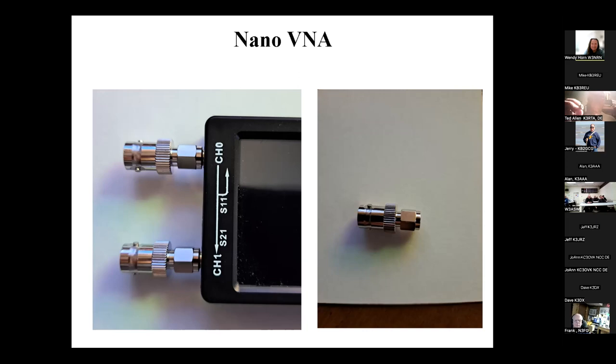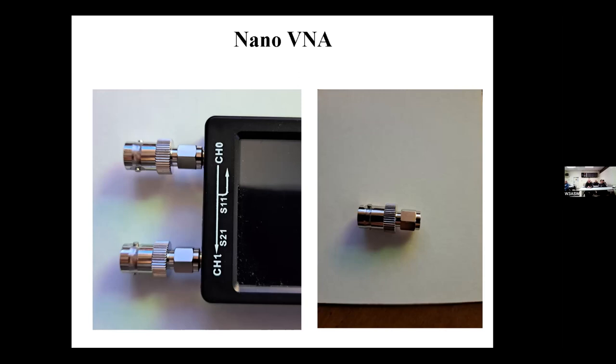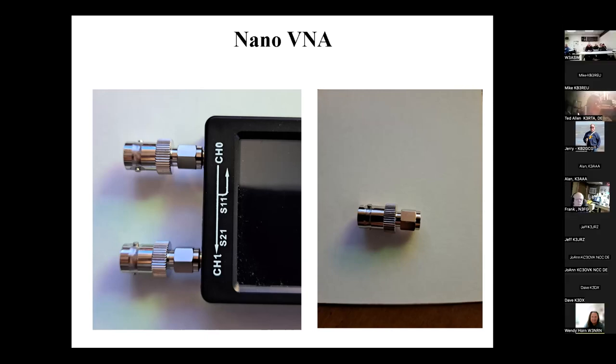You can also get an SMA to coax connector, which looks like this little guy. It's an SMA to SO-239. So you can do it that way too. I do it with the BNC because it's a lot easier to turn off and on. I would recommend doing that if you get one of these because you can flip it on and off a lot quicker than unscrewing the thing. I just like it a lot better.